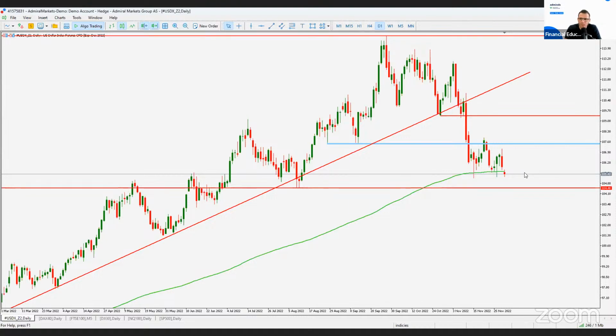Now, how is it best to explain it to you? What are moving averages? Moving averages are dynamic support and resistance. Why do we say they are dynamic? Because they change based on the change of the price action. So moving averages are lagging indicators on the charts.